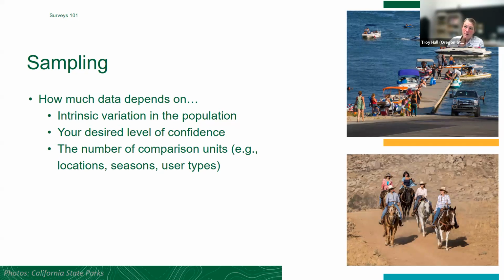Typically, we'll shoot for having 100 to a couple of hundred surveys at a minimum if we're trying to characterize a unit over a season. Having 20 is very small. Having 2,000 is very large. So something in the middle there.